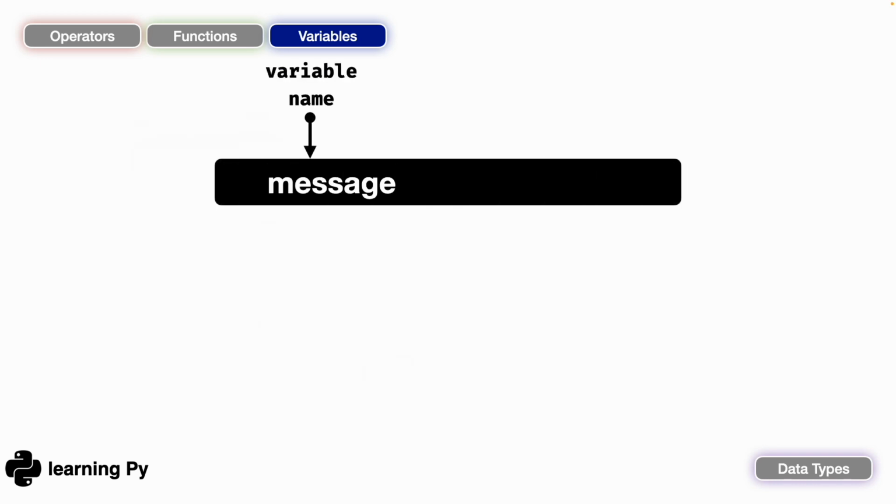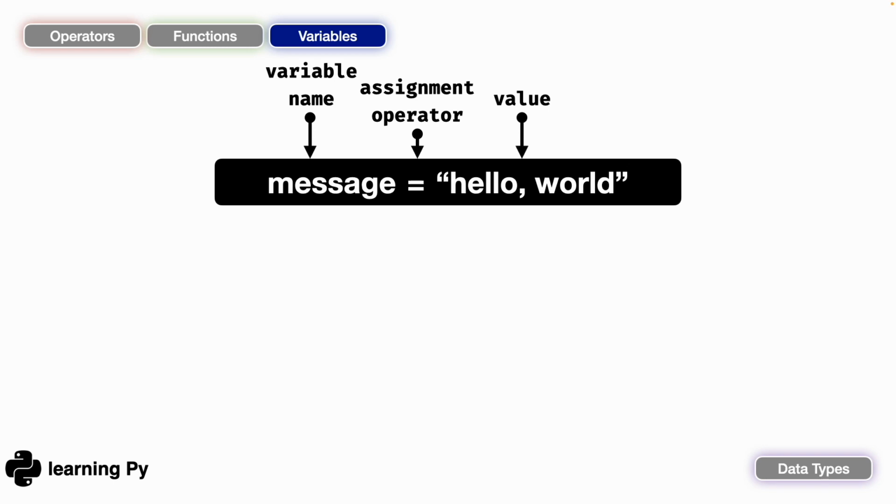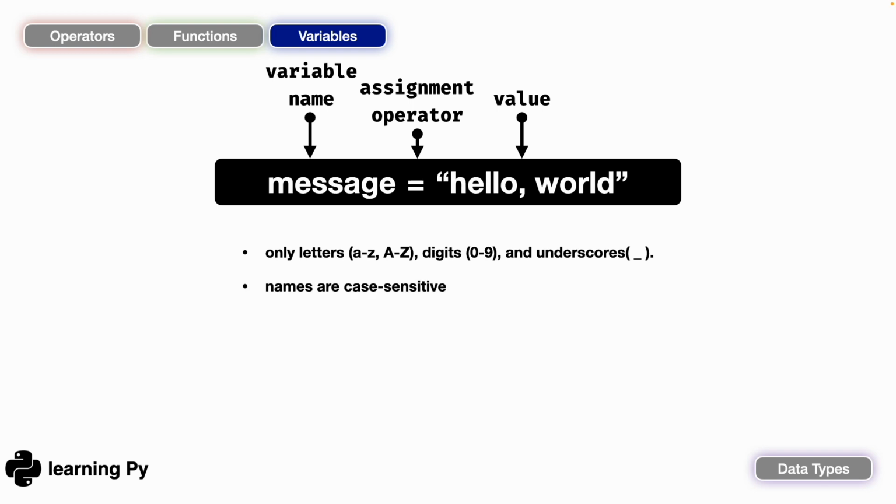You can declare a variable by giving it a name. Type in your chosen variable name, then type a single equal sign, which is called the assignment operator, and then the required value. There are certain rules when it comes to naming the variable. Names should only contain letters, digits, and underscores. Names are case sensitive. You have to be careful when you use uppercase and lowercase interchangeably, and it cannot start with a number. The very first character of the name should be a letter or an underscore.